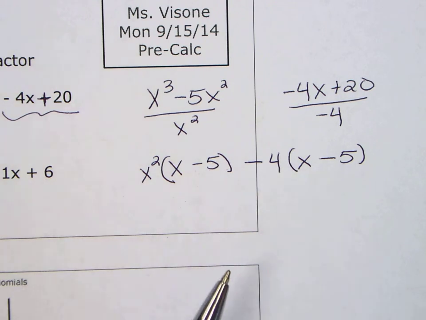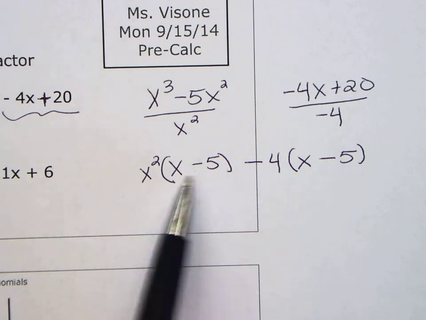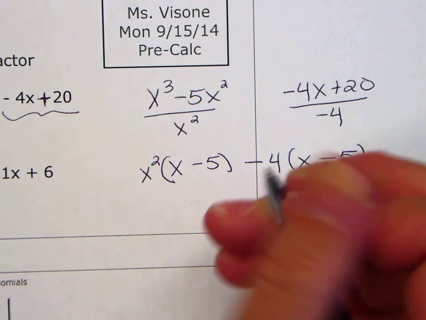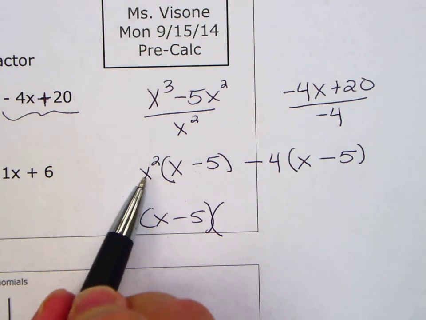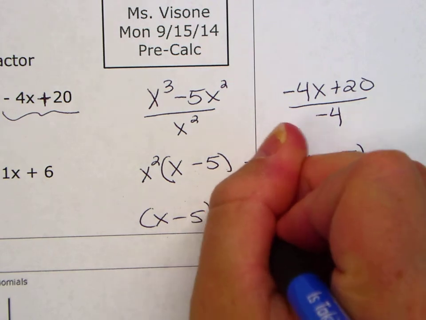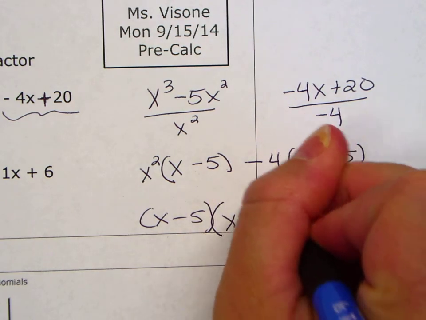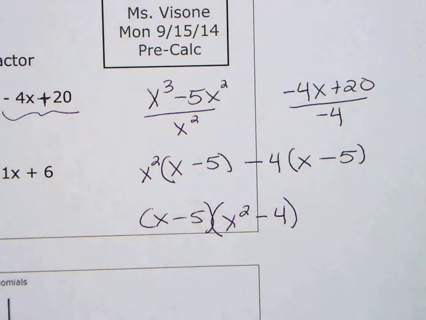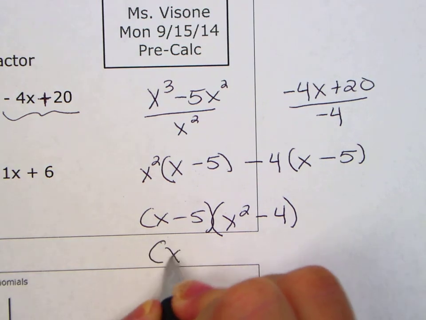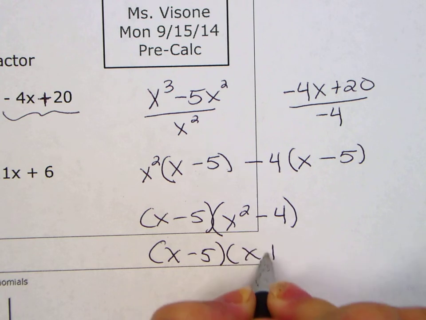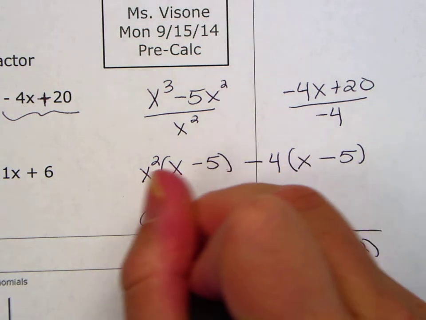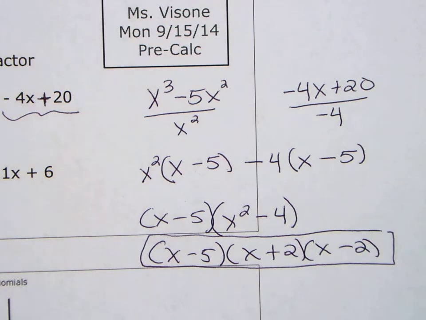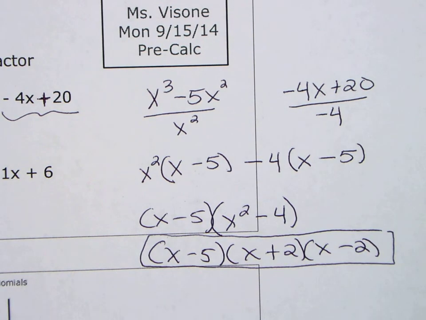If you have x minus 5 twice, that means you're actually factoring out x minus 5 now. So you have x minus 5, and then what's left over? X squared minus 4. Can you factor x squared minus 4? Yeah, that's difference of two squares. So x minus 5, x plus 2, x minus 2. So that's called factor by grouping. We group the first two, we group the second two.